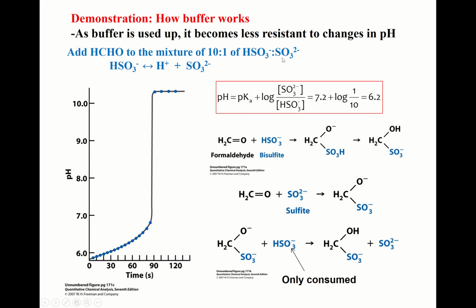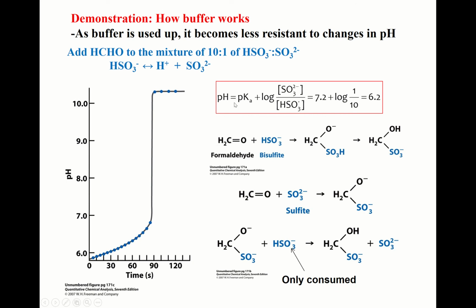Anyway, the Henderson-Hasselbalch equation is given by this. Here is the dissociation reaction. pH equals pKa, and the pKa for this hydrogen sulfite is 7.2, plus log of the ratio of these two species. Since the ratio is 10 to 1, initially the pH is 6.2. It starts at 6.2. All right.